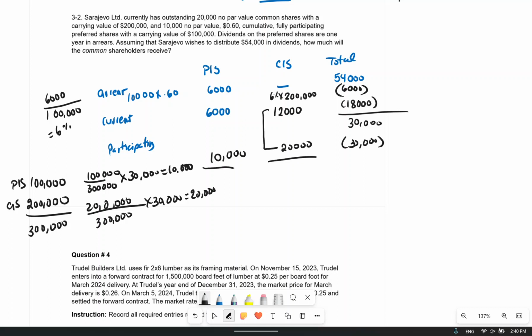How much did we give to them? What did I give them? 6 plus 6 plus 10. So we gave them all together 22,000. So I gave them 22,000. They asked how much would the common share receive? Common share will receive 32,000. That's how much they will receive.